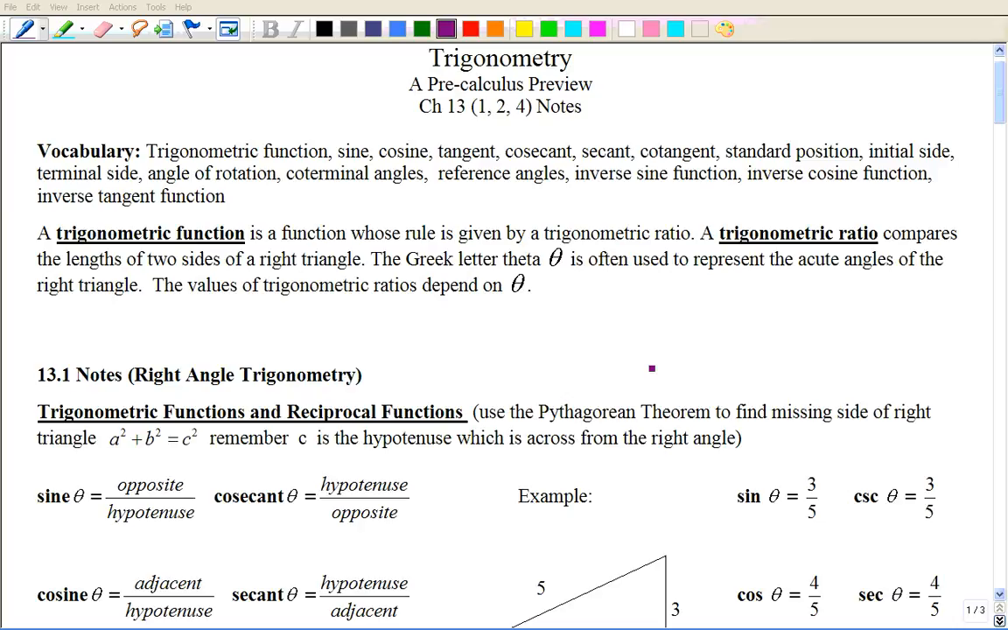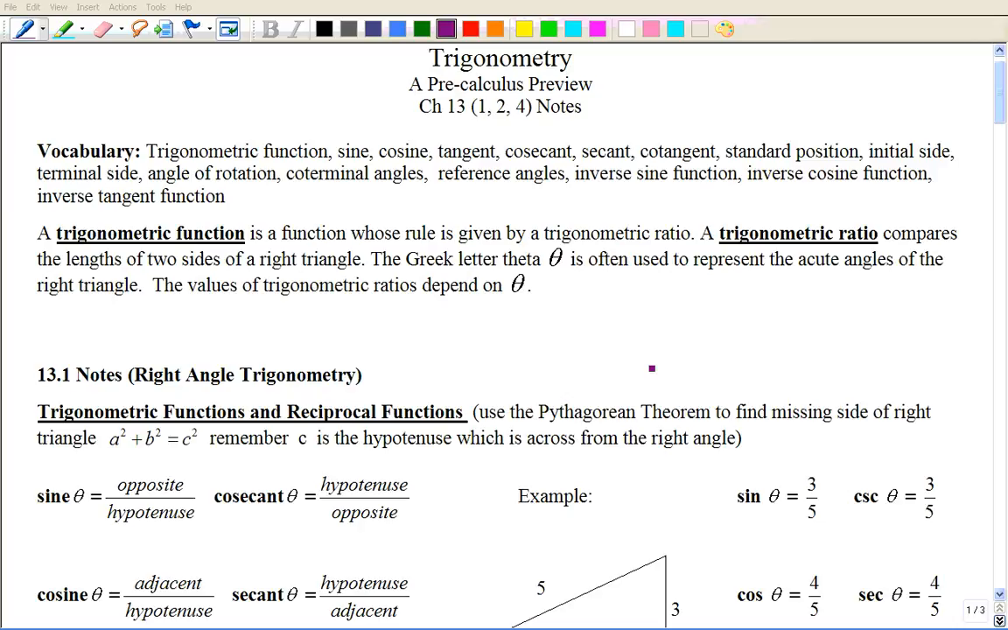Then we have a definition. A trigonometric function is a function whose rule is given by a trigonometric ratio. A trigonometric ratio compares the lengths of two sides of a right triangle. So we're going to be looking at a lot of triangles, or trigonometry. All right. The Greek letter theta, which looks like this zero with a line through it, is often used to represent the acute angles of the right triangle. The values of trig ratios depend on theta.